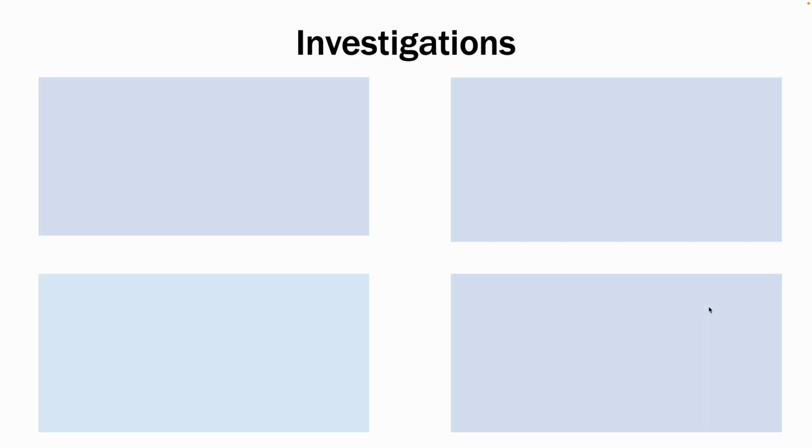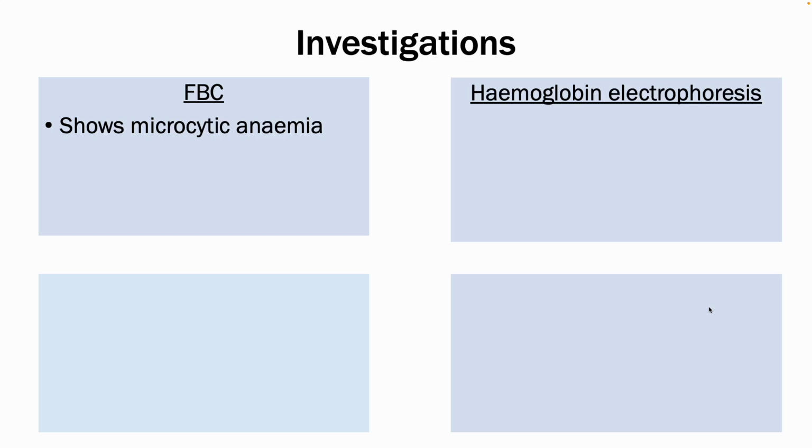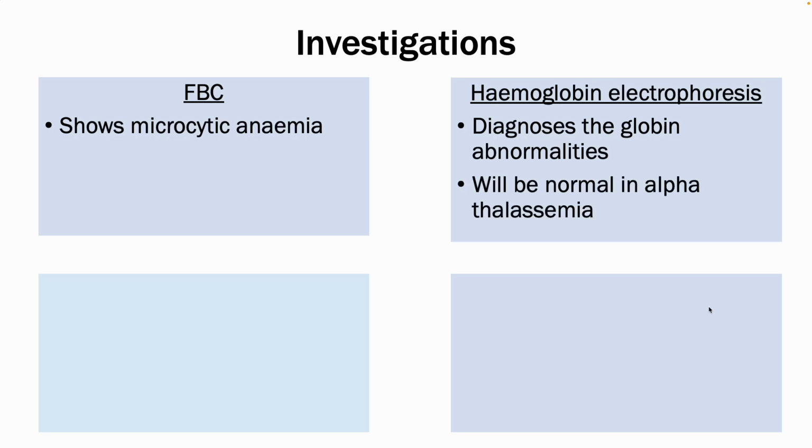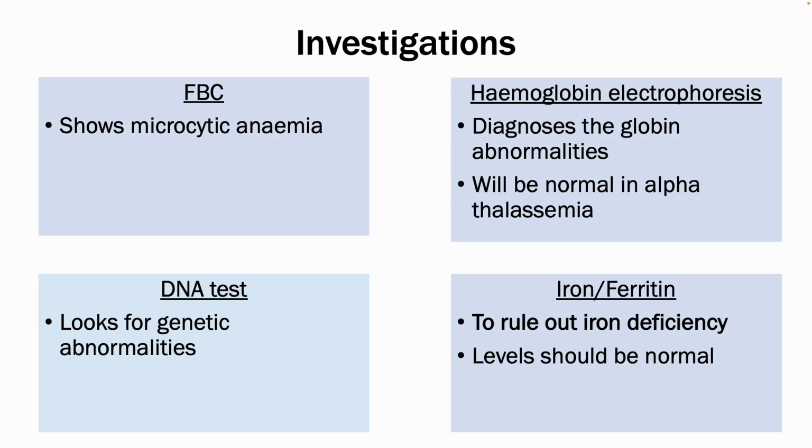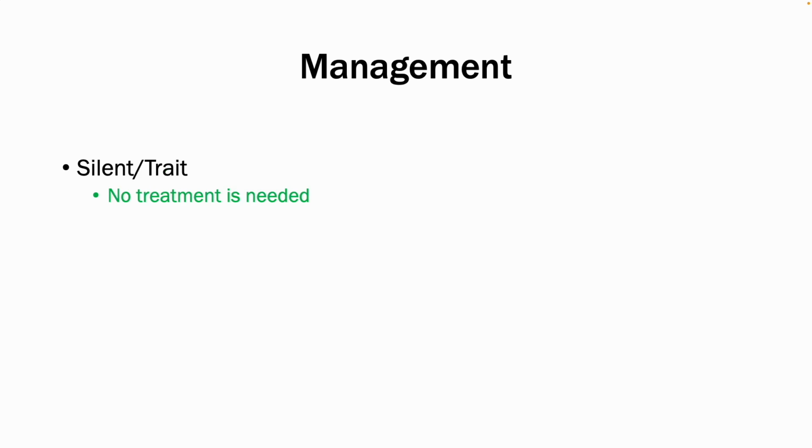With regards to the investigations, a full blood count will show you a microcytic anemia. The hemoglobin electrophoresis can help diagnose globin abnormalities. However, in alpha thalassemia, it tends to be normal, which is why you need to perform a DNA test, which itself looks for genetic abnormalities and can pinpoint the diagnosis. You should also do an iron ferritin check to rule out any iron deficiency, and it should be normal in patients with alpha thalassemia. With regards to the management, those with silent or alpha thalassemia trait don't require any treatment.